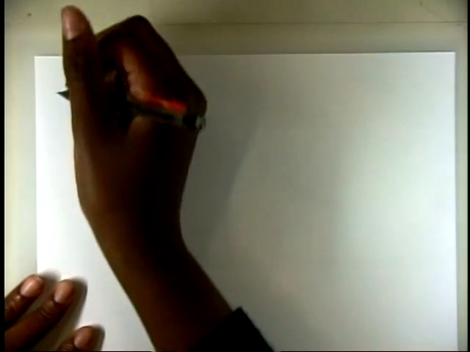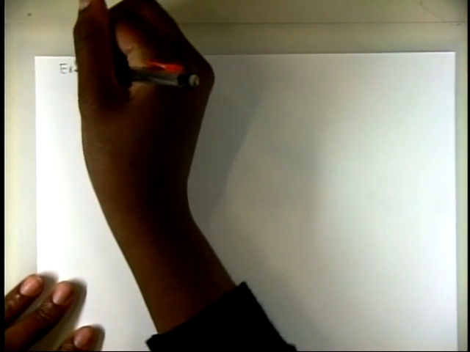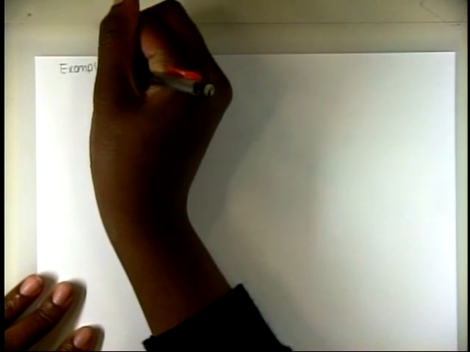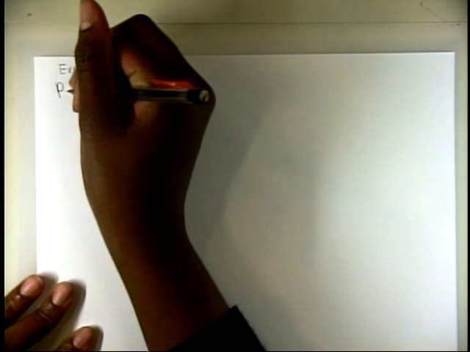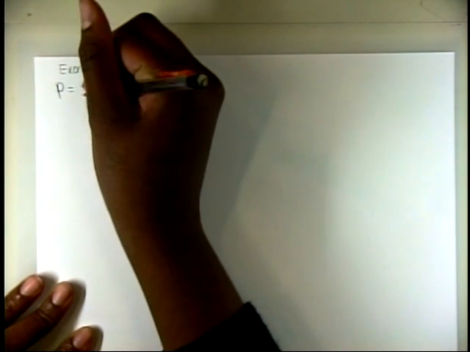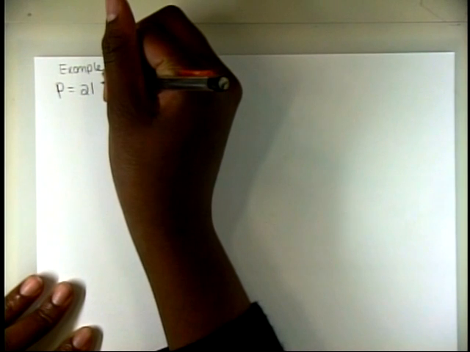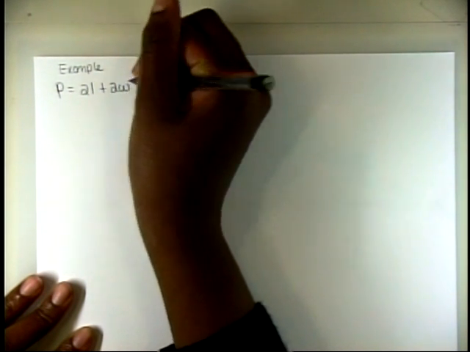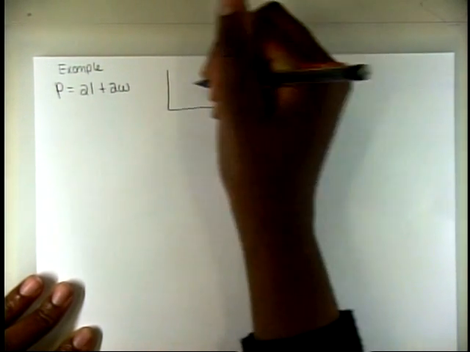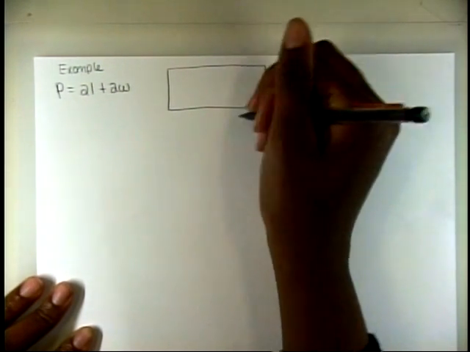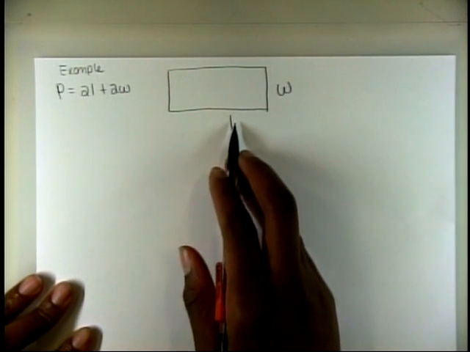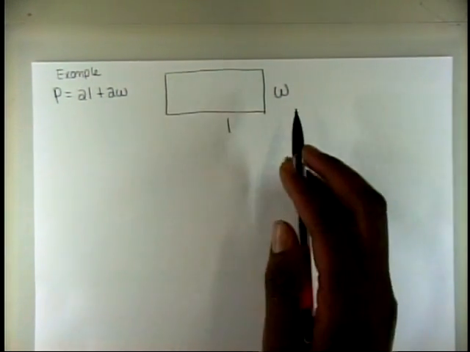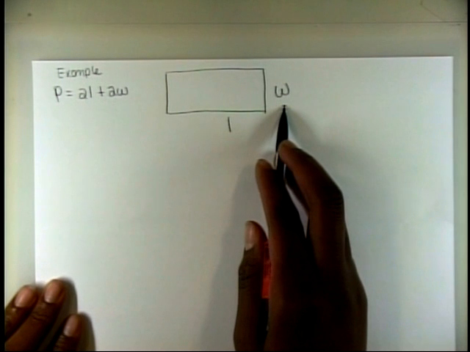First, we will start off with the rectangle. The perimeter is P equals 2L plus 2W. The L is known for the length of the rectangle, and the W is known for the width.